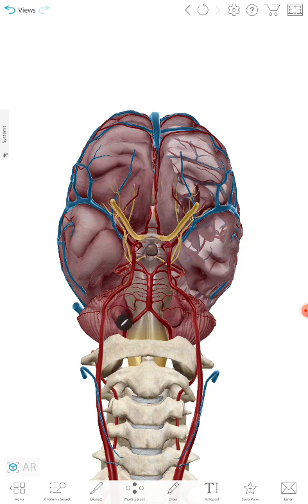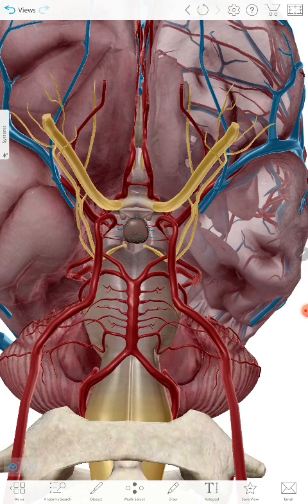So these are the two sides of the cerebellum. This is the medulla oblongata. This part over here is the pons, and if we zoom in, then we can see that this is the midbrain, and these are the cerebral lobes.